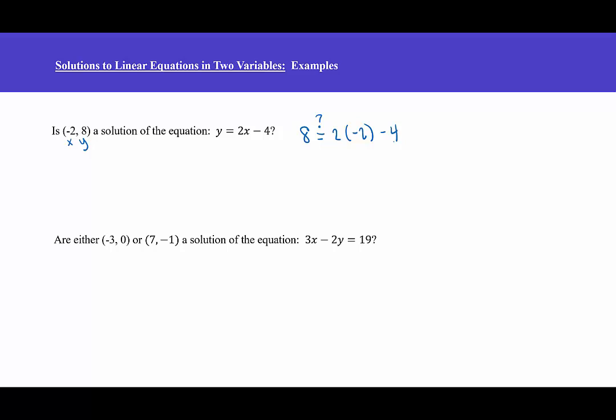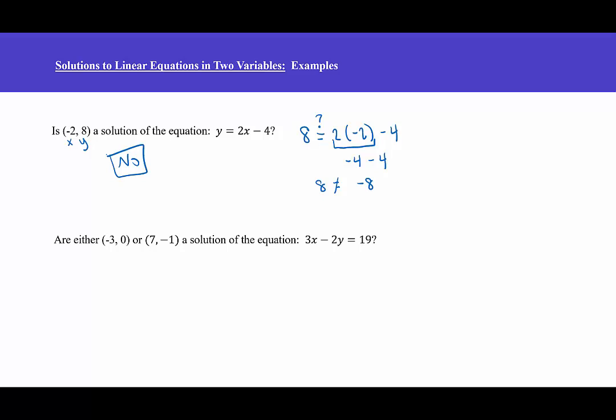Now I don't have to do anything on the left side, it equals 8. On the right side, 2 times -2 is -4, and -4 minus 4 is -8. So now the question is, does 8 equal -8? No, it does not. Those are opposites. That's not the same number. So the answer is no.